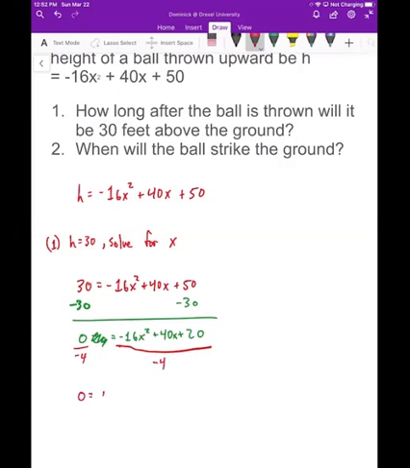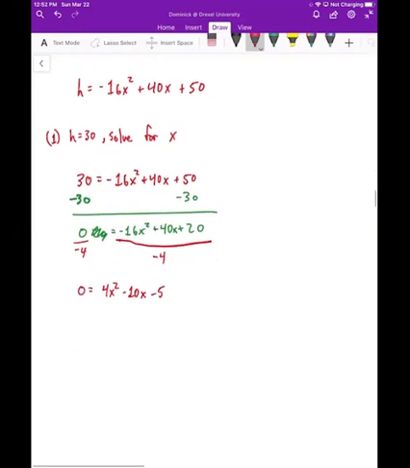And we get 0 is equal to 4x squared minus 10x minus 5. So now we could not do this, at least right away, with factoring. It looks like we can't factor it actually. So we can use the quadratic formula now that we know it. So our a is 4, our b is negative 10, and our c is negative 5.